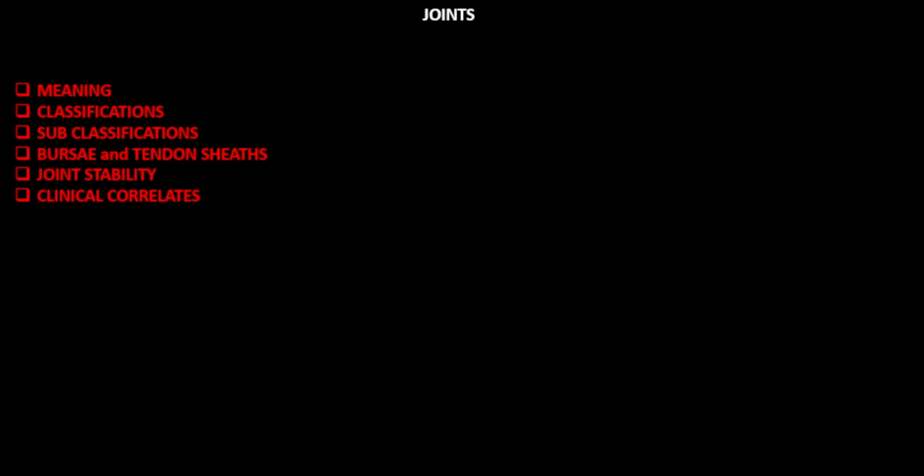In today's video, we'll be studying joints, and here we have the outline of all we'll be discussing: the meaning of joints, classification and subclassifications, bursae and tendon sheaths, joint stability, and lastly, clinical correlates. Now, taking a look at the first on our outline, which is the meaning of joints.